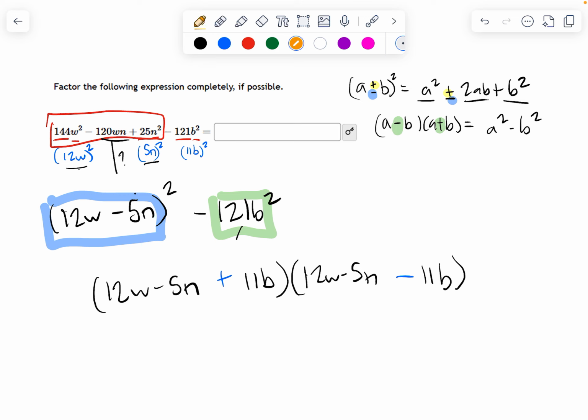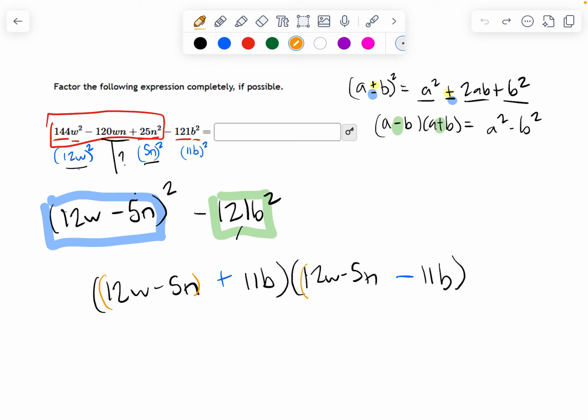It feels a little weird because you have two terms inside your first perfect square, but that is actually a totally valid identity use because this is the same thing twice, right? It's 12w minus 5n squared. Expressions can be perfect squares as well. So there's your first perfect square all together.